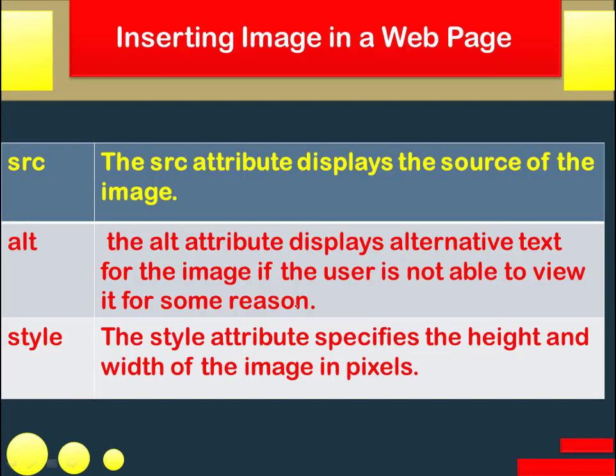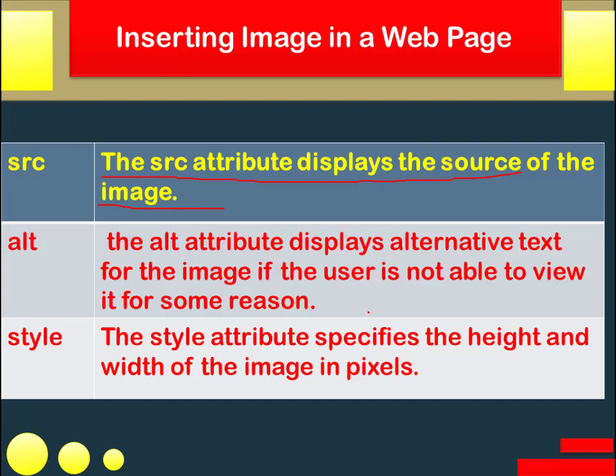Okay, before that we will learn some more attributes of the image tag. src is used to display the source of the image. Where is the source? In which file is your image located? That is shown by the src. Now alt, this attribute displays alternative text for the image if the user is not able to view it for some reason.